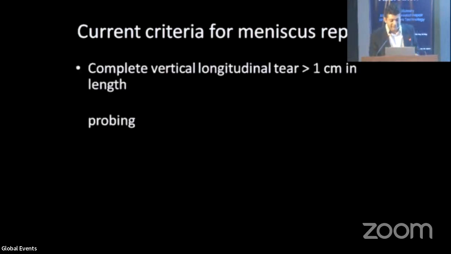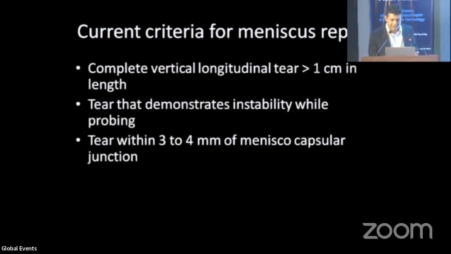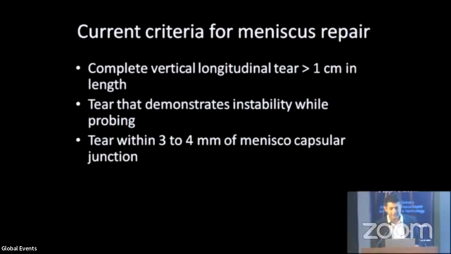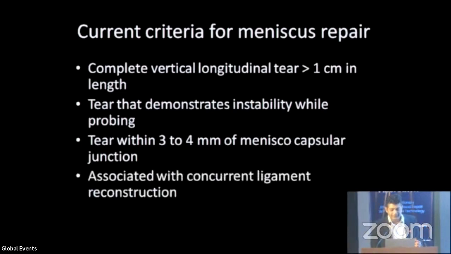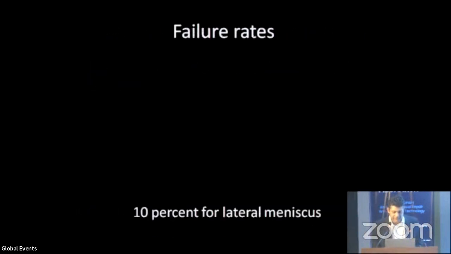Current criteria for meniscus repair, let me quickly rush into this. A complete vertical or longitudinal tear more than 1 centimeter in length, a tear that demonstrates instability while probing, tears within 3 to 4 millimeters of the meniscocapsular junction, that is more of a peripheral tear, associated ligamentous lesions, and an active patient without any osteoarthritis in the knee joint.